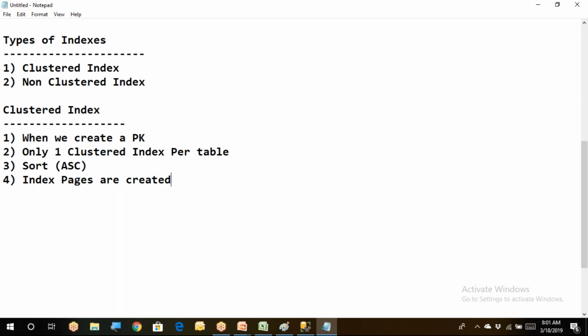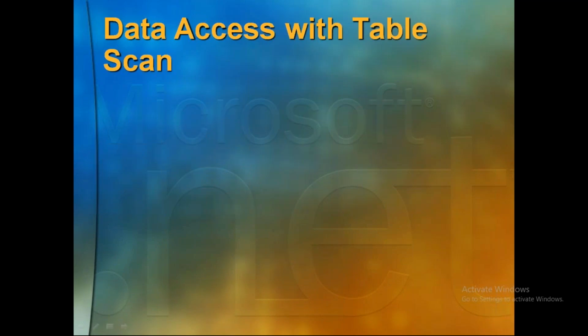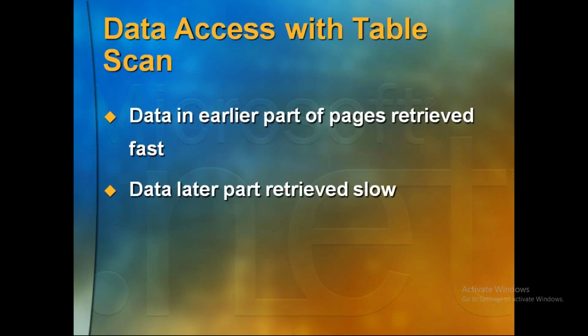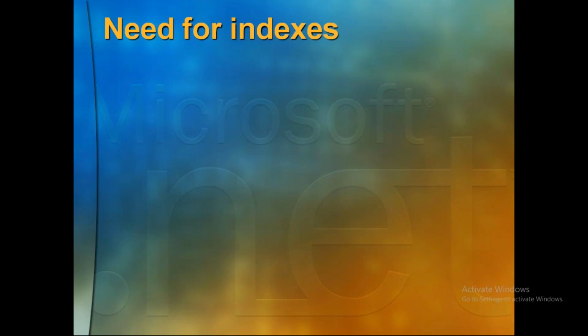Now, that is the important point that we need to understand. How is the clustered index going to organize data access compared with the table scan? Data in the earlier part of the table is retrieved fast, data in the later part is retrieved slow. Table scanning is good for small tables, or when you don't have an index. And if you want to read all the data, table scanning is very, very good.